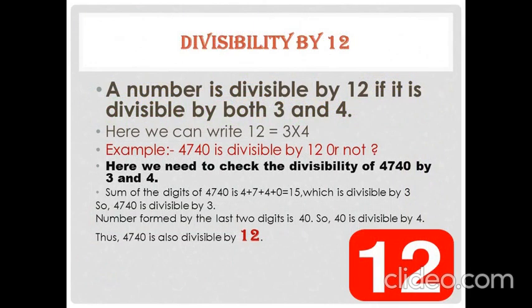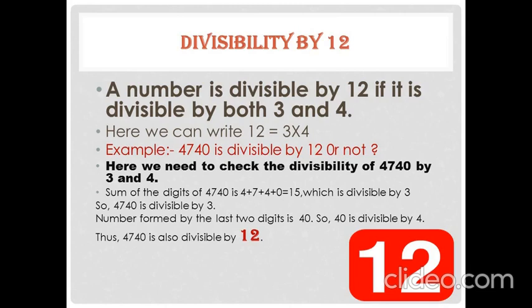A number is divisible by 12 or not. We have to check whether it is divisible by both 3 and 4, because we can write 12 as 3 multiplied by 4. Here I took one example, 4740. We need to check whether it is divisible by 12 or not. To check this, we have to check it for the numbers 3 and 4, as we already know how to check divisibility by 3 and 4.